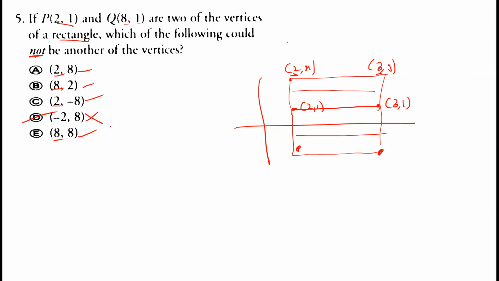Now D, this cannot be the possibility. This point cannot be somewhere over here. This cannot be the point, minus 2 and 8, because if this is the point, then we cannot make a rectangle.